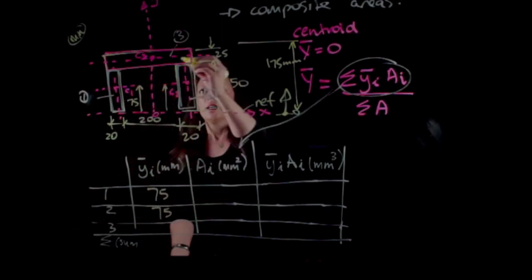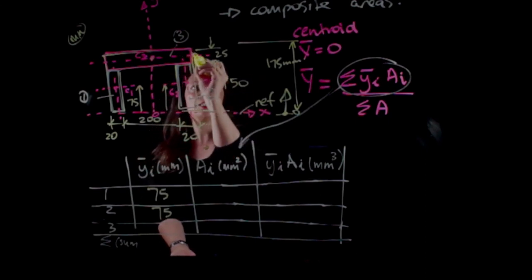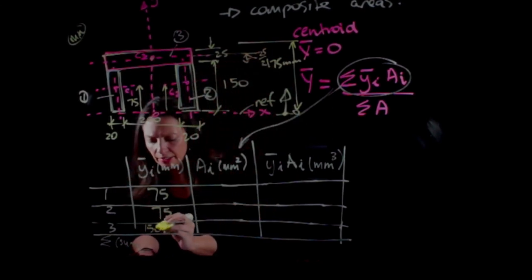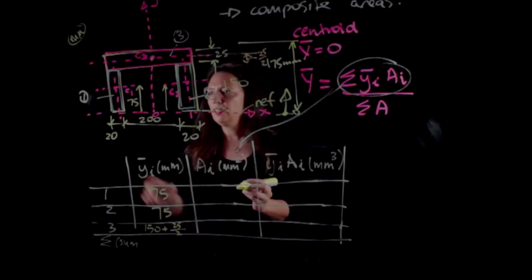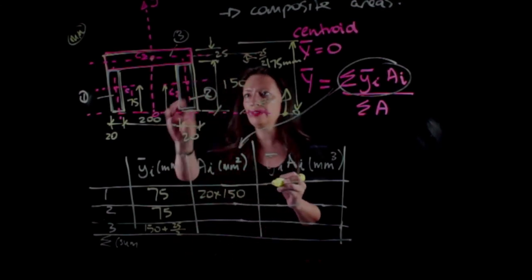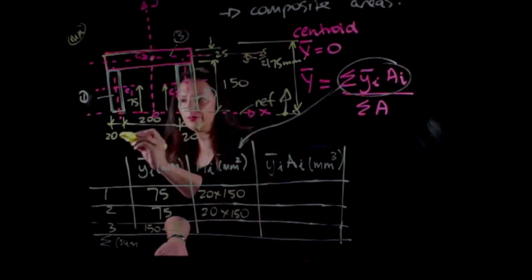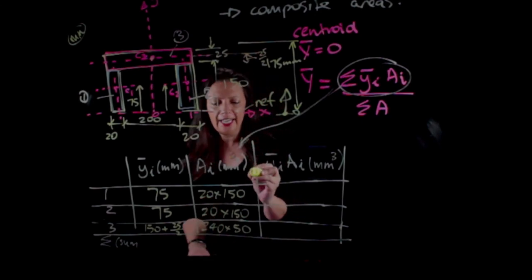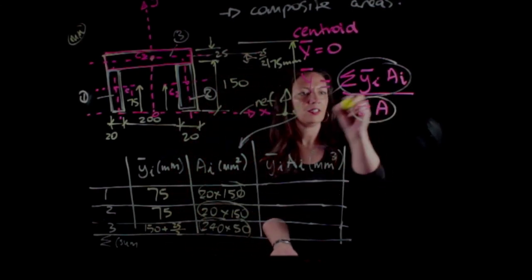And for my geometry 3, it's going to be 150, and the centre of here, from there to there, is 25 divided by 2. So I'm going to have 150 plus 25 on 2. To calculate the area for this geometry, it's going to be 20 times 150. It's going to be the same thing for this geometry. And for 3, it's going to be 240 times 25.